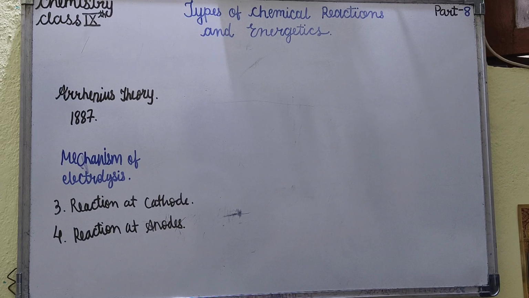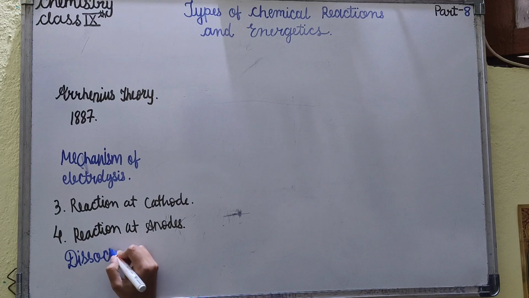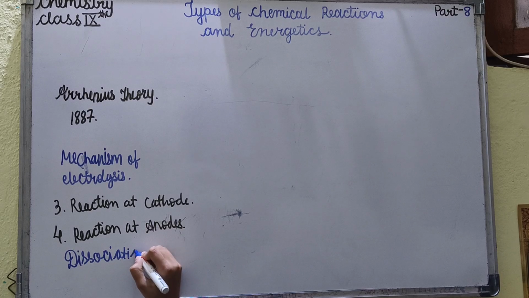Next topic is dissociation of electrolytes. The dissociation of electrolytes depends on its nature. It is of two types. First, electrolytic dissociation, and second is ionization.